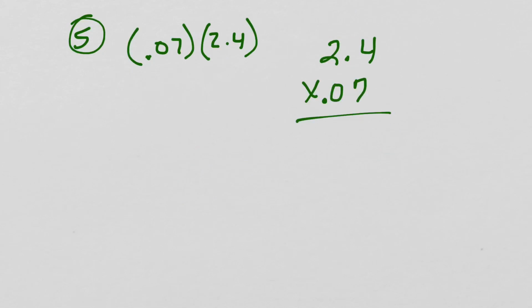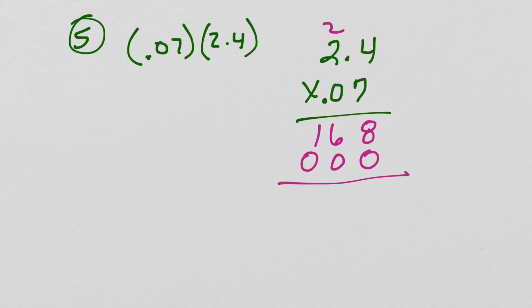We're going to multiply, so I'm going to go ahead and write my numbers vertically. And I'm going to start to multiply. 7 times 4 is 28. 7 times 2 is 14 plus 2 is 16. Then I'm going to put my 0 place value holder in. 0 times 4 is 0. 0 times 2 is 0. And I'm going to add 8, 6, 1.